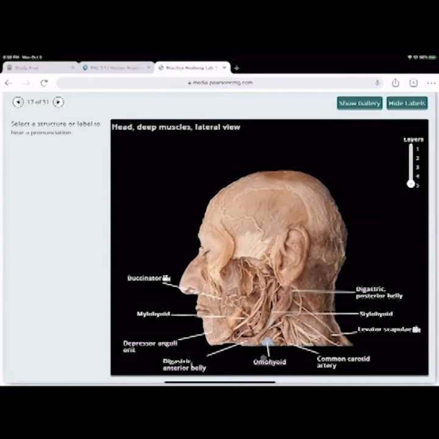Omohyoid muscle again. The common carotid artery that branches off the aorta. We haven't gotten into the cardiovascular system, but we will. The levator scapulae, the stylohyoid muscle, and the posterior belly of the digastric muscle. That's the lateral view.